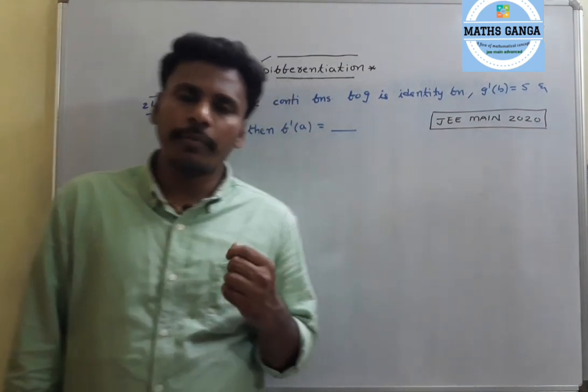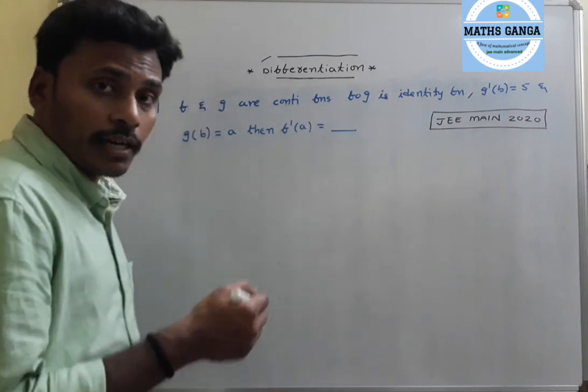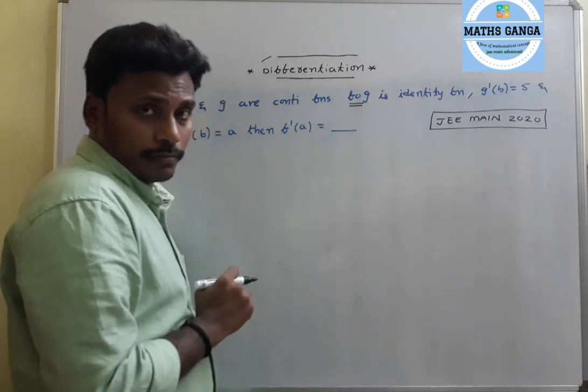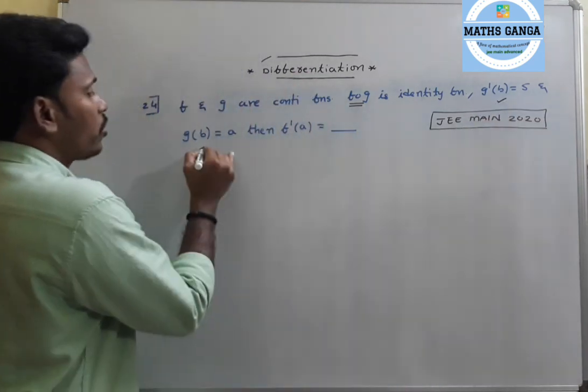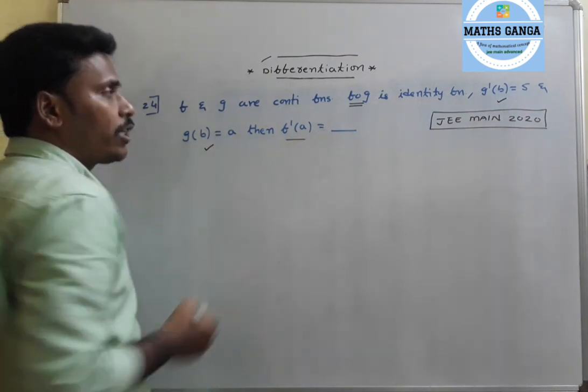Another problem asked in Mains 2020 from differentiation. Okay, look at the problem. F and G are continuous. F circle G is given as the identity function. Not only that, G dash of B is 5, and G of B is equal to A is also given. Our task is to find F dash of A.